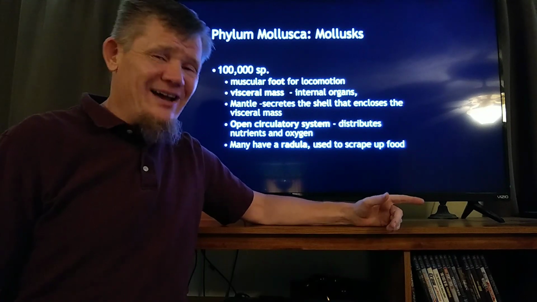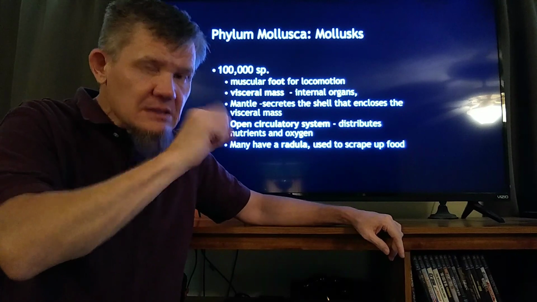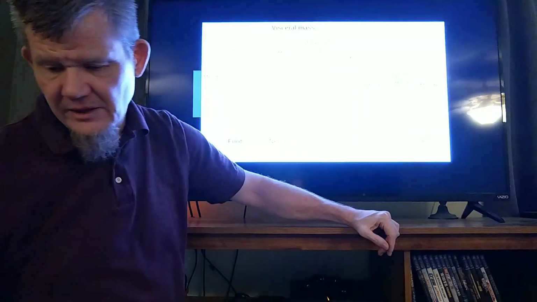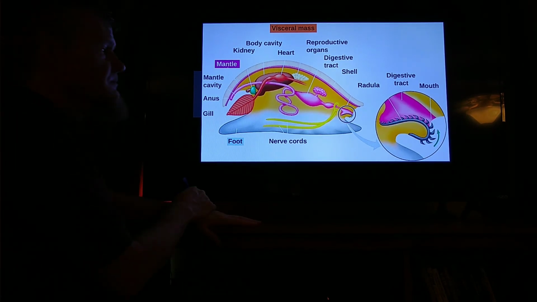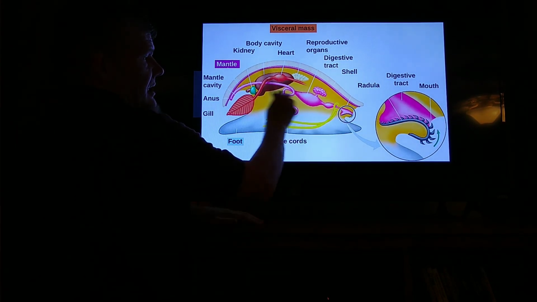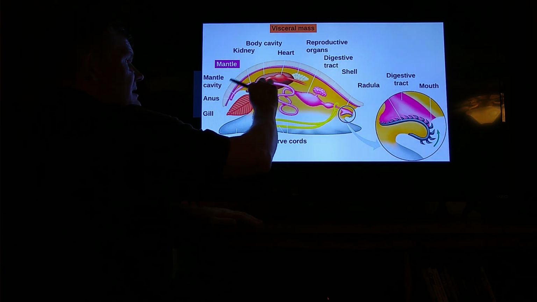Most of them have a radula. A radula is like a tongue with teeth on it. I got a picture. Let's look at this picture. So here is kind of just a stereotypical mollusk. The visceral mass is this entire center section. It's just all of the guts inside of the animal. This is that shell.